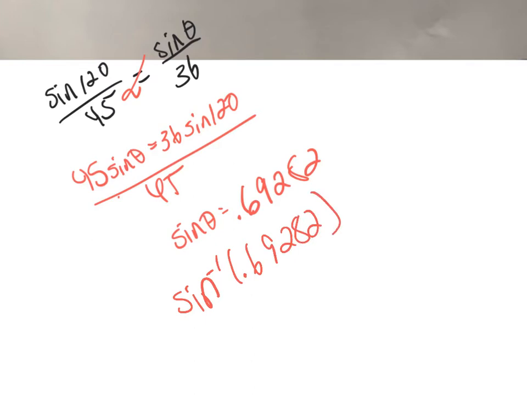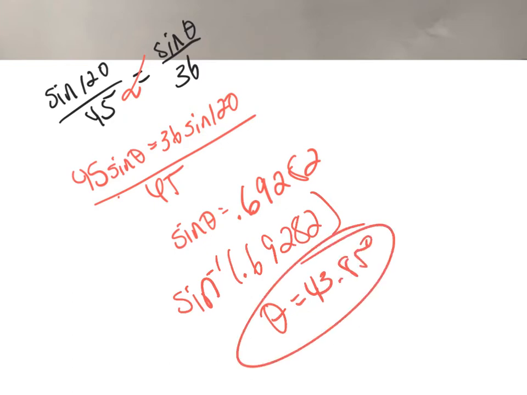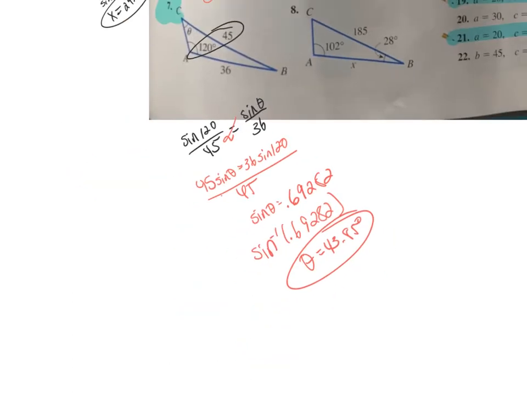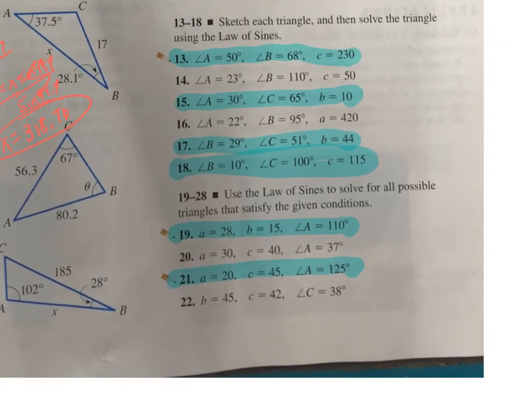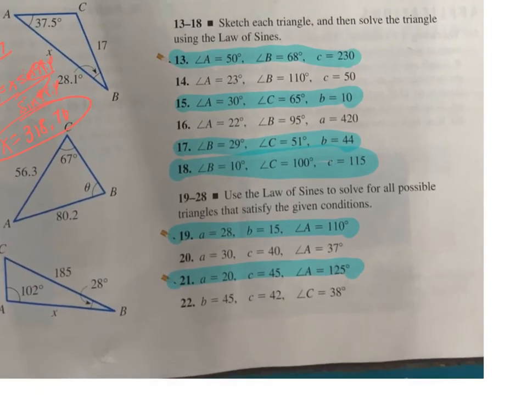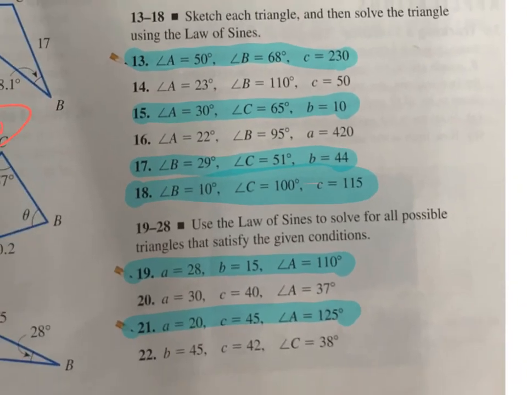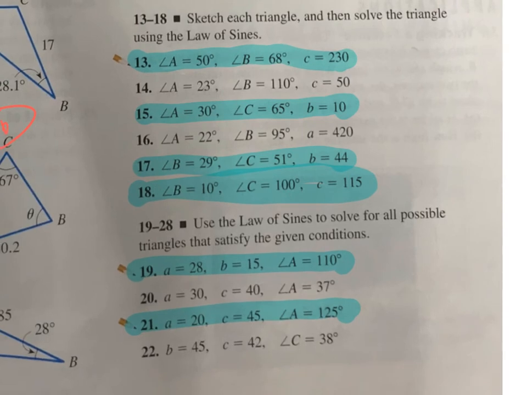So you hit second sine of the answer, and you get the angle theta is about 43.85 degrees. Remember, if we're looking for side lengths, we use sine, cosine, tangent. If we're looking for an angle, we use our arc sines. So in this case, guys, I'm just going to do one of each of these so we can make sure that we understand what's going on here.